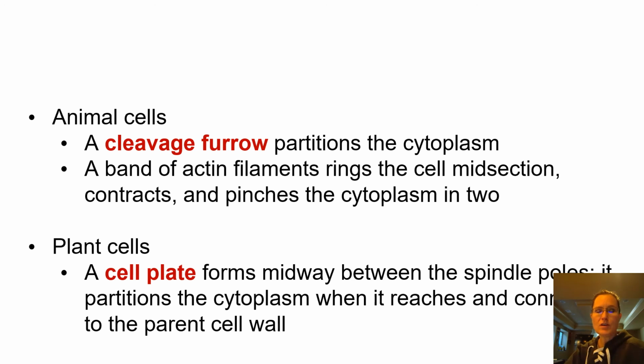And then there's two words that I want you to remember. A cleavage furrow: an animal cell is flexible because of the cell membrane, so it cleaves in the middle and then it separates into two. That's called a cleavage furrow. A plant cell is rigid because of its cell wall, so it builds up like a little membrane or little bubbles in the middle, and then it's called a cell plate, and that's where the cell wall forms.